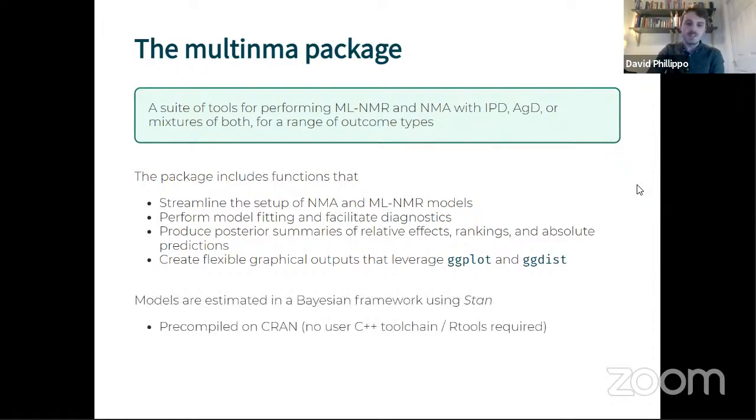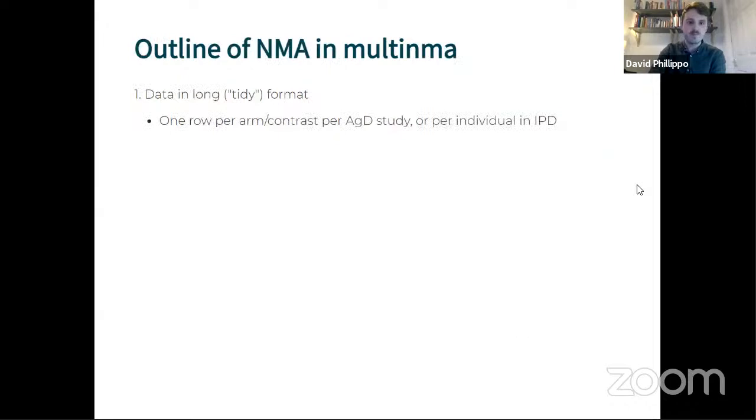Behind the scenes, models are estimated in a Bayesian framework using Stan, and the Stan models are pre-compiled by CRAN, which means that there's no user C++ toolchain or Rtools required, which greatly simplifies things from a user perspective.